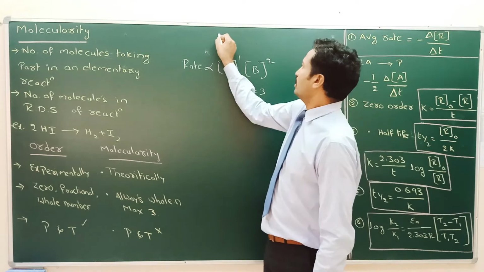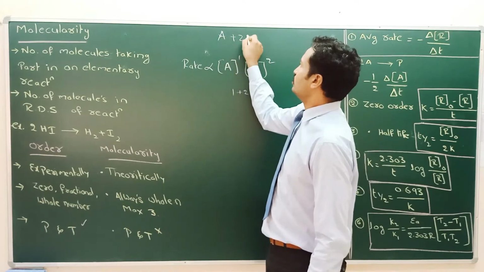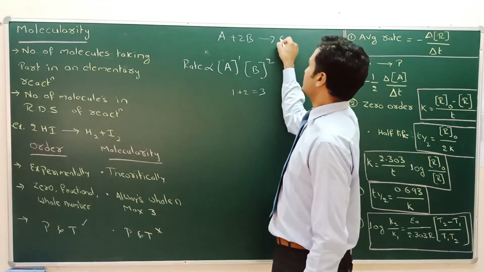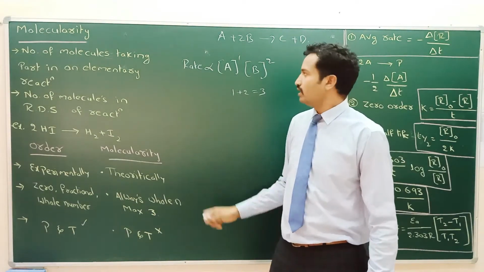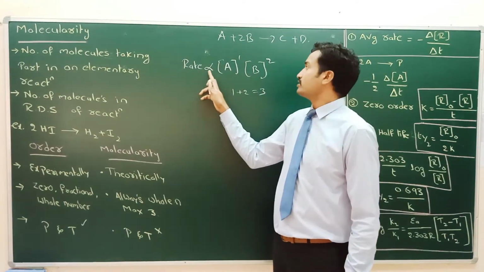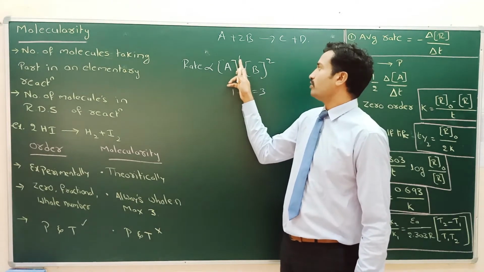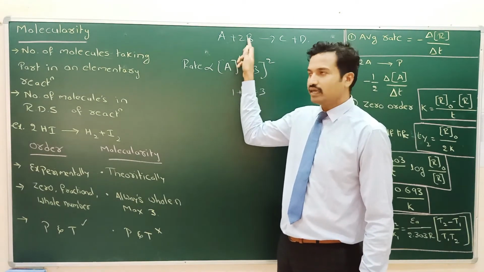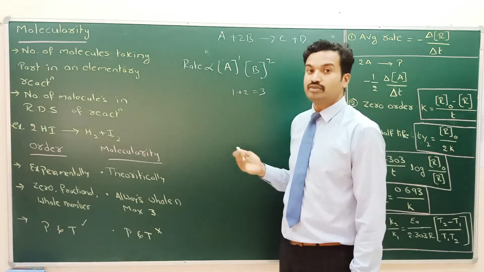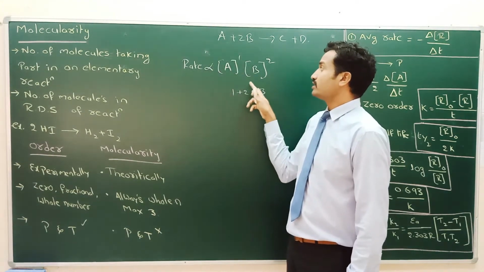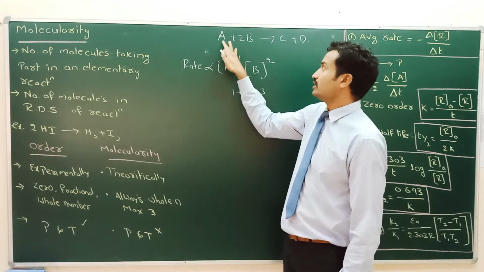One more, rate of reaction. Here A plus 2B gives rise to C plus D products. This is the general equation. Experimentally, rate of reaction is equal to concentration of A to the power of 1, B to the power of 2. Theoretically the same value, experimentally also the same value. So order is 3.